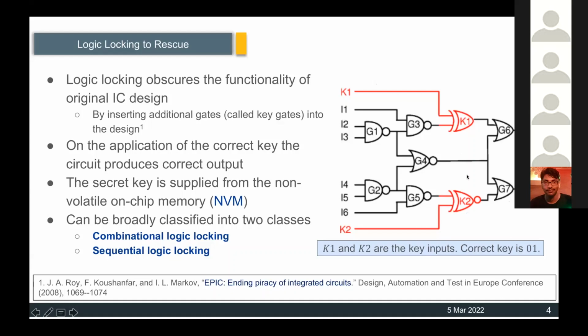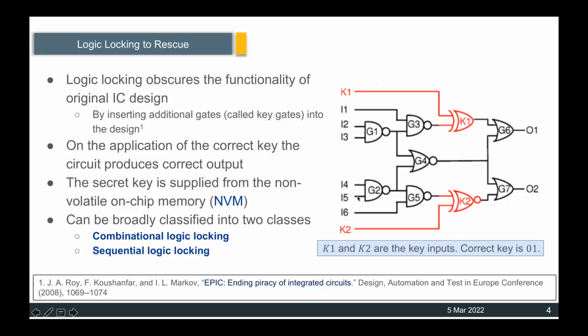you also introduce some additional gates, shown here by these two gates, one of them an XOR and the other an XNOR. And these two gates receive an additional input, which are essentially the key inputs. These are what we call the key gates. So the idea is that if you apply the correct input sequences to these two keys, K1 and K2, then the chip should function as the normal chip. Otherwise, when you enter a wrong key, the chip should function in a completely arbitrary manner, different from what is expected.